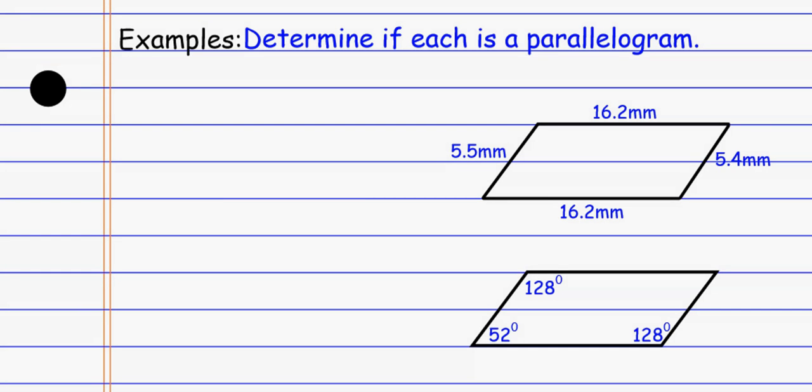Here we're going to determine if these shapes are parallelograms. We've already done this from the perspective of the definition of a parallelogram, that the opposite sides are parallel. That's what makes it a parallelogram. But we can also do this from the perspective of all the properties we've just learned.